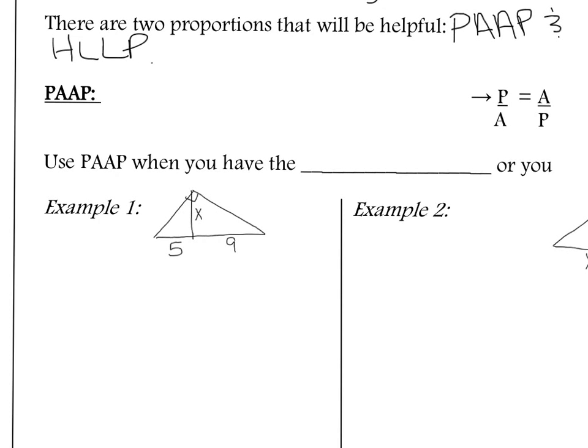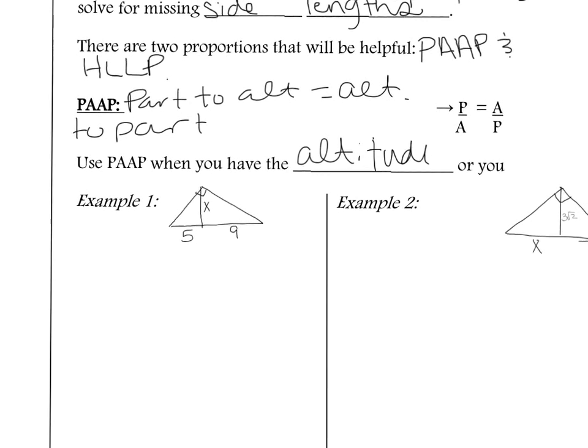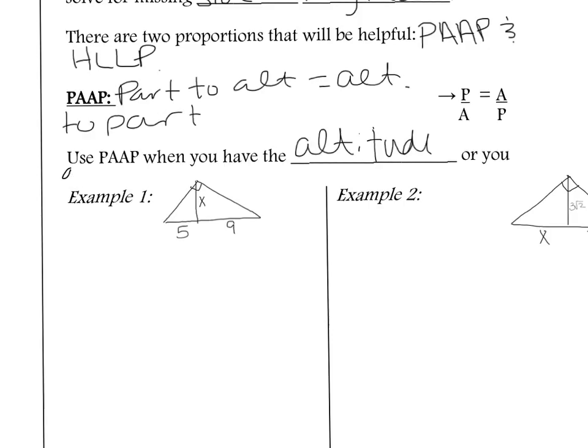PAAP stands for part to altitude equals altitude to part. So when you set it up, it looks like this: part over altitude equals altitude over part. You use PAAP when you have the altitude or you are looking for it.